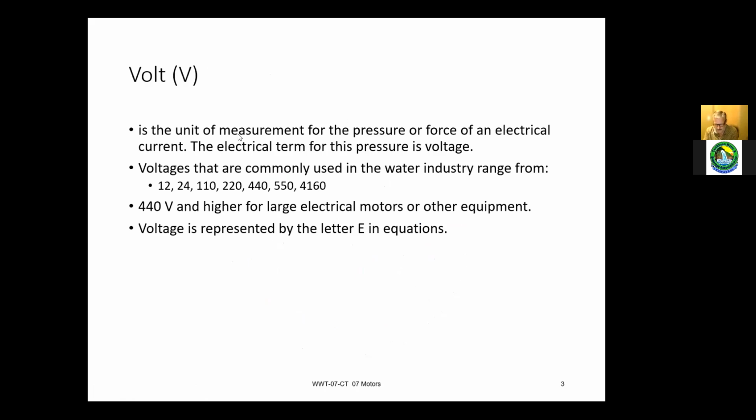So to break that down a little bit, you can think of a volt as the pressure or force of an electrical current. So what's being pushed down that electrical line? There's a lot of common voltages which are listed there. The ones they don't list that we use in Canada are a lot of 480 volt and 600 volt at most of our facilities. Are you aware of what the voltage is coming into or being used at your facilities?